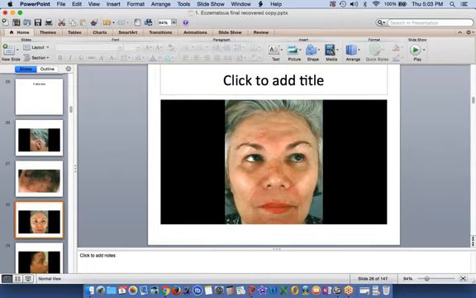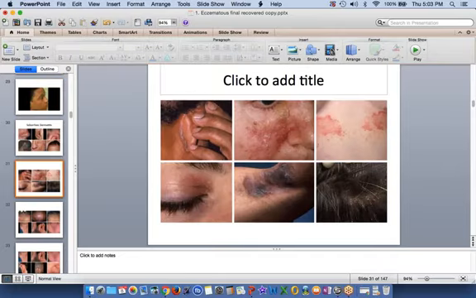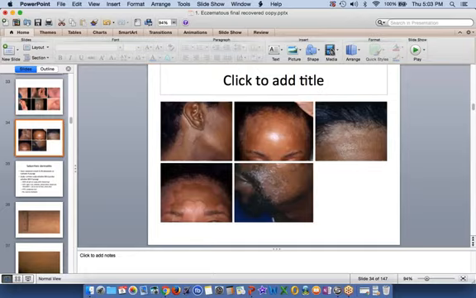As you can see by these pictures, where are most of these things involved? Let's go over it. Around the scalp and ears, the mid-forehead.